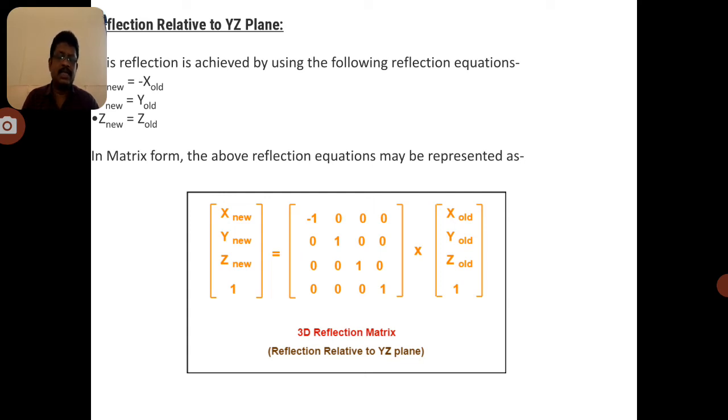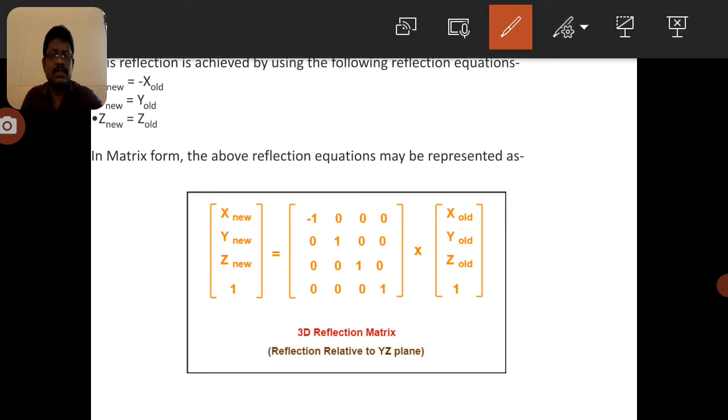Similarly, we can write the homogeneous matrix of order 4 for the yz plane in 3D reflection. Now you can observe that in yz the impact goes to the x value, so the negative sign is applied to the x value. That's why here the x value is -1.